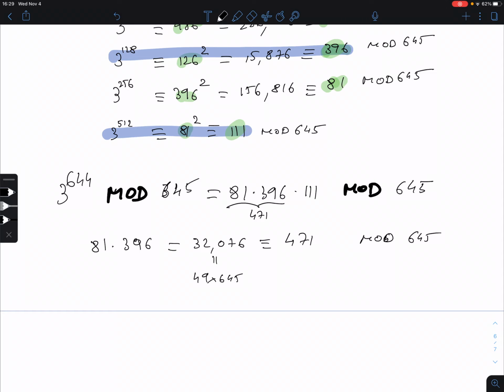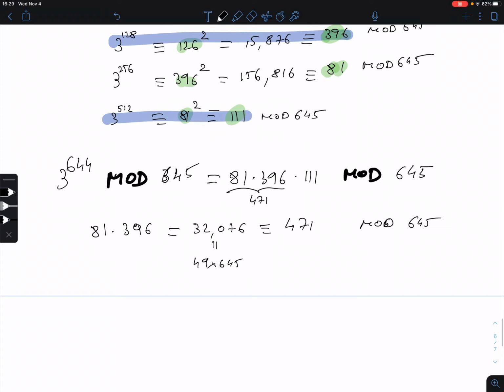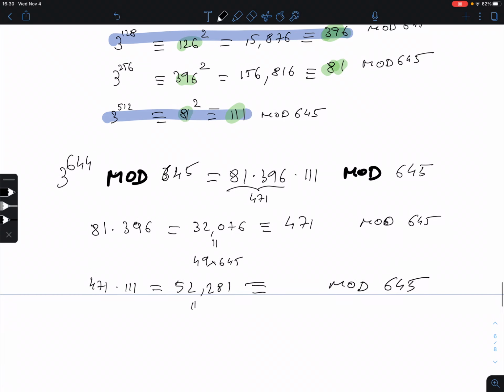So this is 471, and now I calculate the next product, 471 and 111. So I do 471 times 111, that is 52,281. And again, I have to do this mod 645. So I divide this by 645. That is 81 point something. So this is 81 times 645.